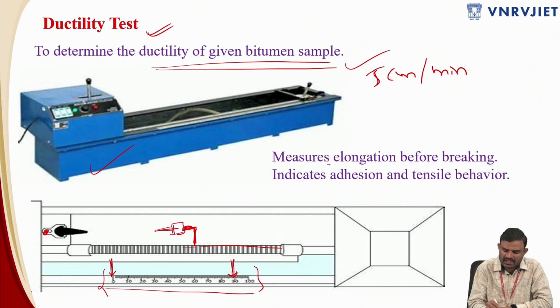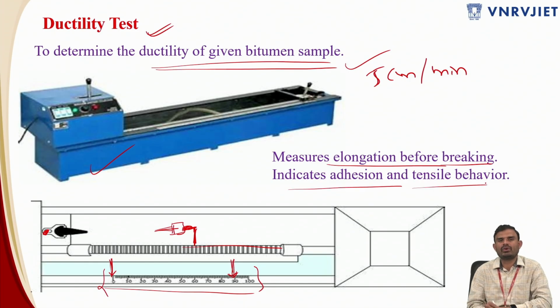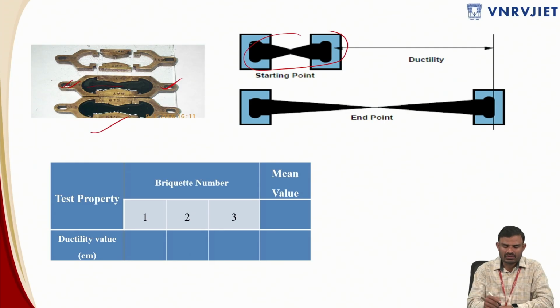It is going to measure the elongation before breaking. It is going to indicate the adhesion and the tensile behavior, and is also going to give the elastic property. We can understand how the bitumen is going to coat the aggregates that come in contact during the preparation of the mix design. So this is the starting point, and after that the end point just before breaking, and this value will be represented on the scale.